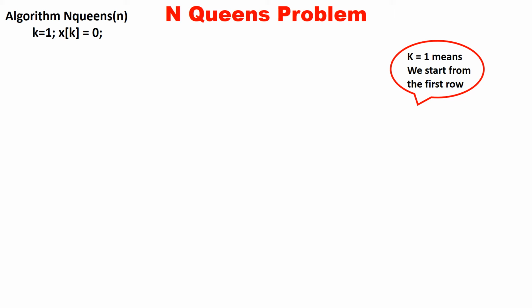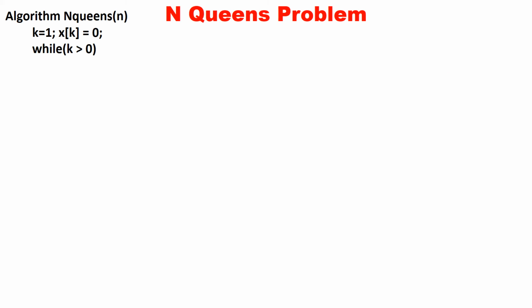So now we come to the n queens algorithm. The name of the algorithm is n queens, with input n. So k is equal to 1, meaning we are starting from the first row. X of k is the column, which we initialize to 0. Okay, while k is greater than 0. When k is greater than 0, it means there is a possibility of a solution. When k becomes equal to 0, it means the solution is impossible, we cannot get a solution. So k is greater than 0.